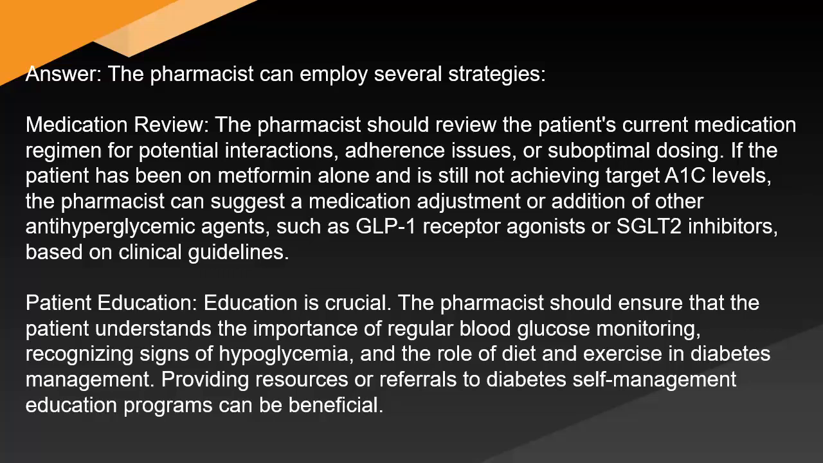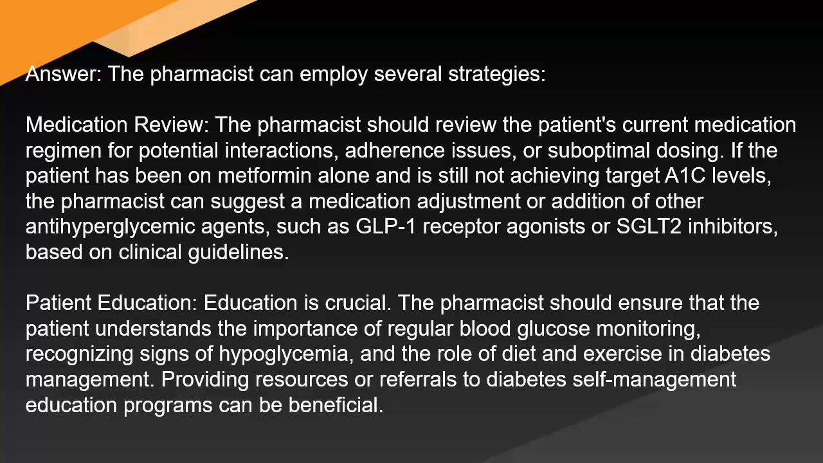If the patient has been on metformin alone and is still not achieving target A1C levels, the pharmacist can suggest a medication adjustment or addition of other antihyperglycemic agents, such as GLP-1 receptor agonists or SGLT2 inhibitors, based on clinical guidelines. Patient education. Education is crucial. The pharmacist should ensure that the patient understands the importance of regular blood glucose monitoring, recognizing signs of hypoglycemia, and the role of diet and exercise in diabetes management.